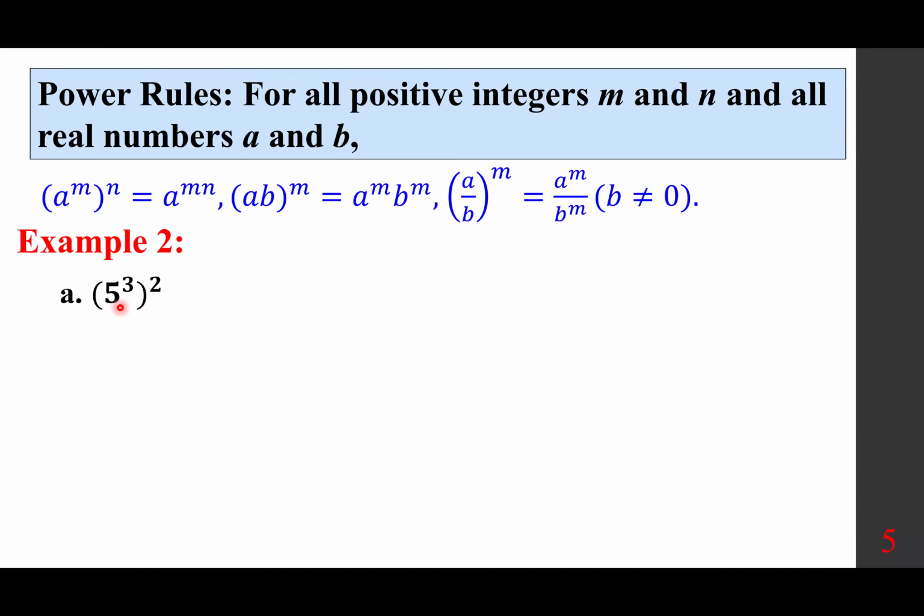So for example, here, 5 cubed to the power of 2, that means 5 cubed by itself 2 times. That means 5 to the power of 3 times 2, which makes it 5 to the power of 6.